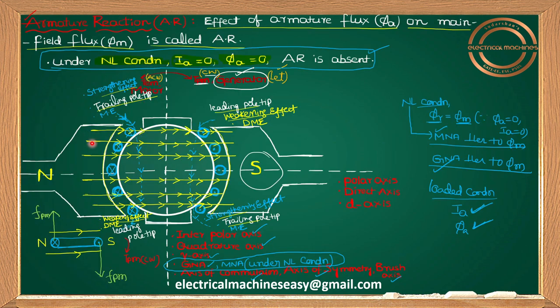In this trailing pole tip, Φm and Φa are adding, therefore flux is increasing in this region, the trailing pole tip region. And at the leading pole tip, Φa is opposing your Φm, so net flux will reduce here, at the leading pole tip.